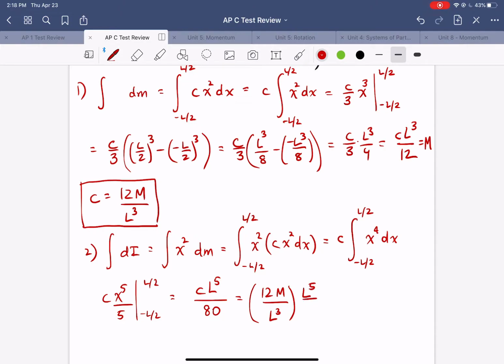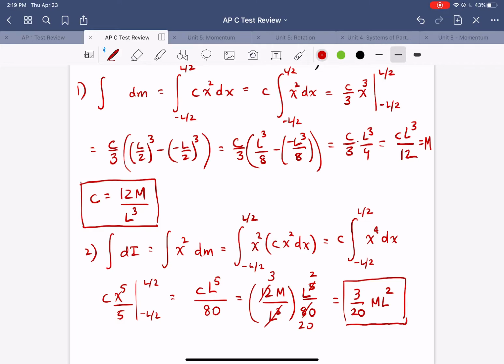So c times L to the 5th over 80. All right, and that 12 over 80 will simplify a little bit. We can cancel a factor of 4. And then the L cubed will cancel 3 of the factors of L up here. So we get 3 over 20 times mL squared. All right, so this has the right units for a moment of inertia. It's a mass times a length squared. This numerical factor out in front just is a result of the mass density being quadratic.